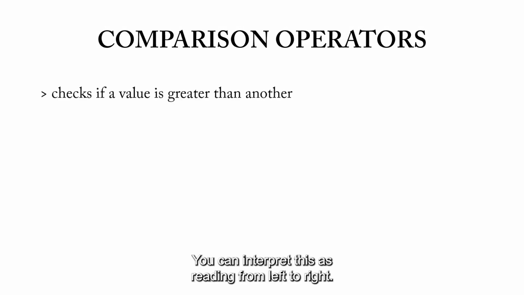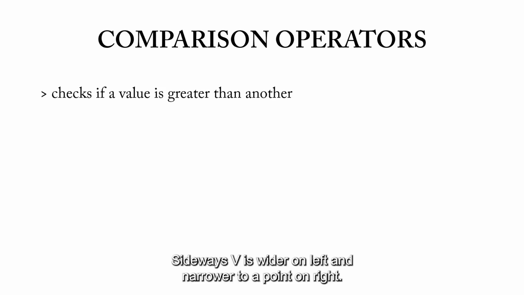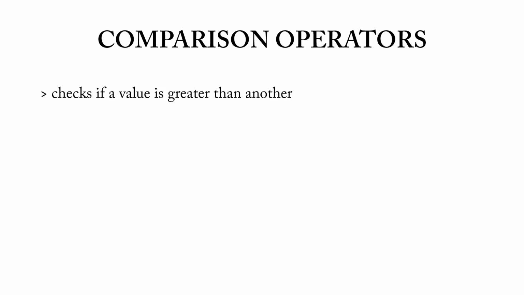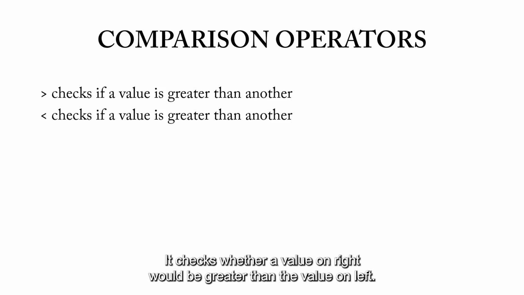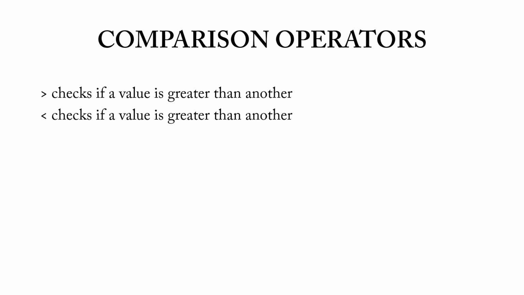Comparison operators. You can interpret this as reading from left to right. The sideways V is wider on the left and narrower to a point on the right. So, a value on the left would be greater than the right. And it's vice versa for the other: it checks whether a value on the right is greater than the value on the left.